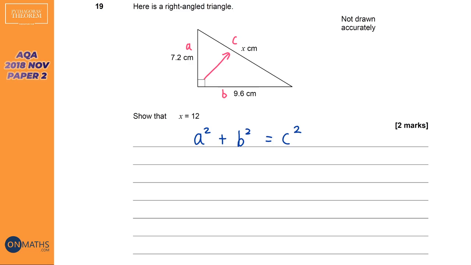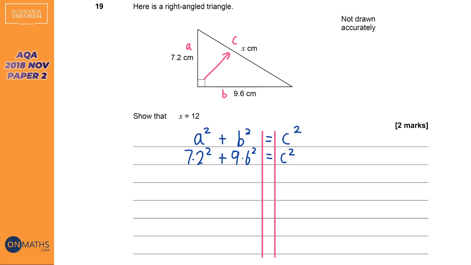So the first thing I'm going to do is put my lines in, either side of the equal sign. I do that with every single question. Next, I'm going to substitute in the values I know. Now, it doesn't matter which way around A and B are, so you could have labelled the bottom one A and B on the left-hand side. I'm just going to keep it the way I've written it in the question, but if you've written 9.6 squared plus 7.2 squared, then that's equally right and you'll get the same answer.